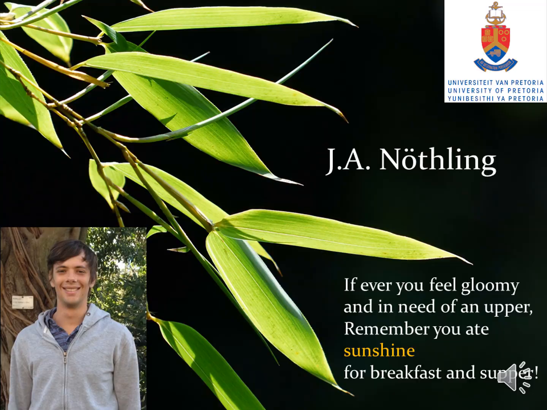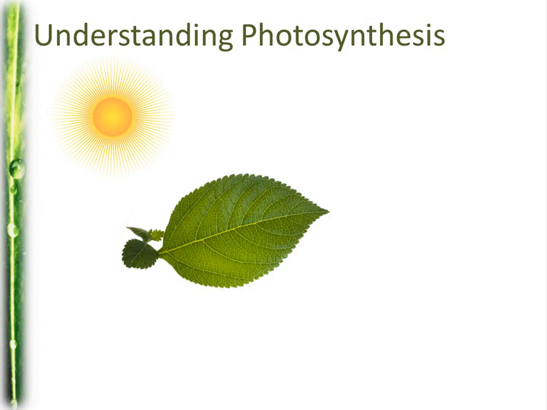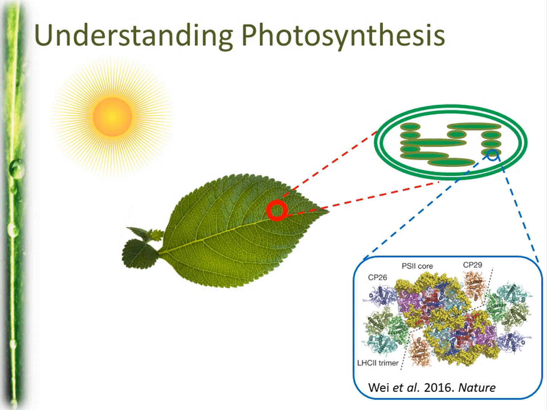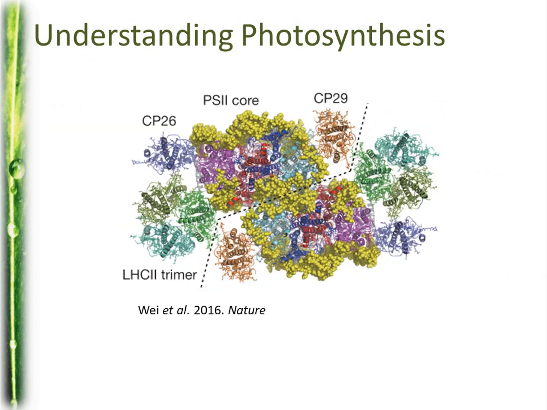During the process of photosynthesis, organelles in the leaf called chloroplasts absorb sunlight. More specifically, the light is absorbed by large pigment protein complexes in the thylakoid membranes of the chloroplasts. One of these large pigment protein complexes is the photosystem II supercomplex of plants.